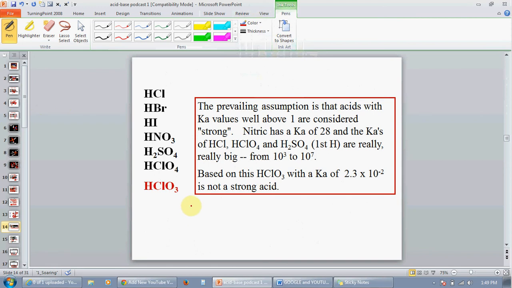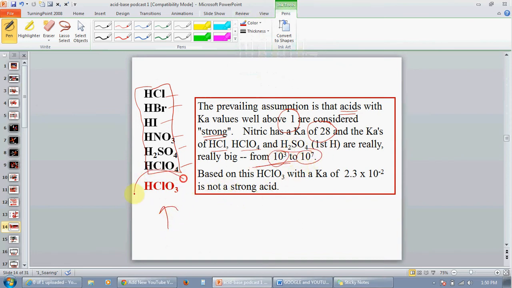Ka values are not assigned to strong acids. The assumption is that strong acids dissociate 100%, and if your Ka is well above 1, then you're considered strong. Those acids are the typical strong acids that you've always had to memorize: HCl, HBr, HI, nitric, sulfuric, and perchloric. Nitric acid has a Ka of 28, while HCl and these other acids are thousands to 10 to the 7th power.